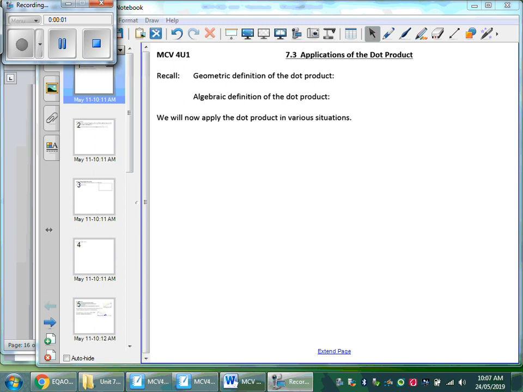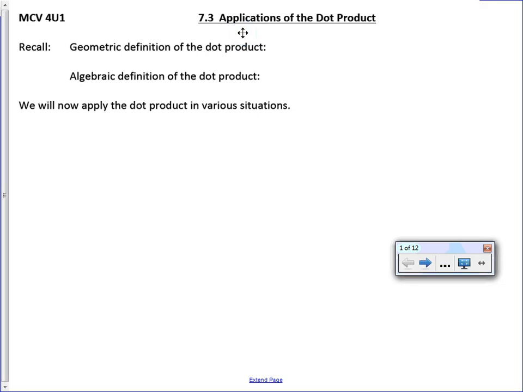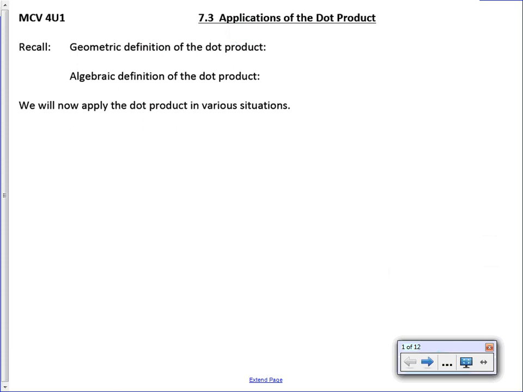Okay. So, applications of the dot product. From yesterday, we learned an operation that is specifically just for vectors. You've never heard of a dot product before because you can't do a dot product to scalars. It's only for vectors. And we learned two definitions: a geometric definition and an algebraic definition.